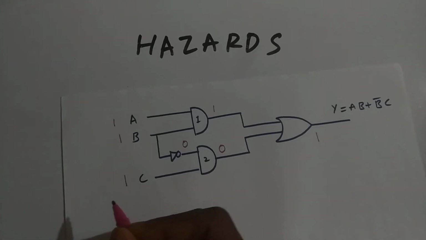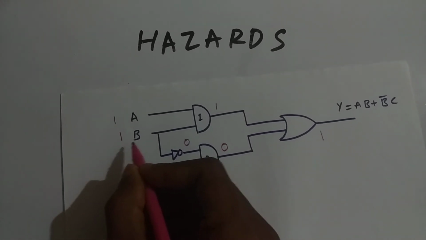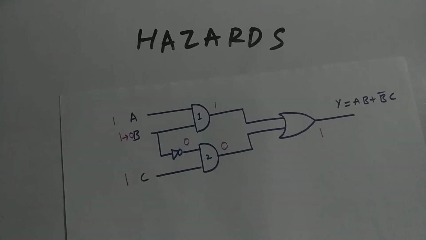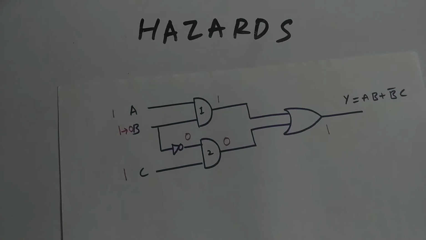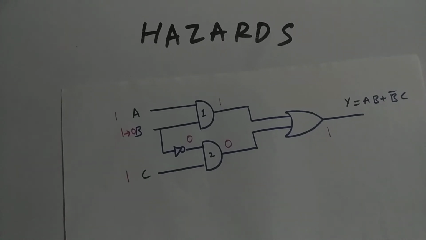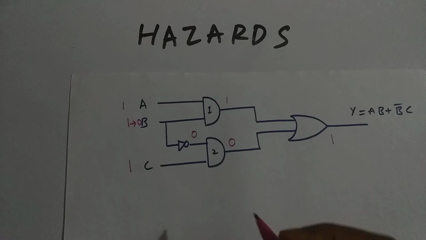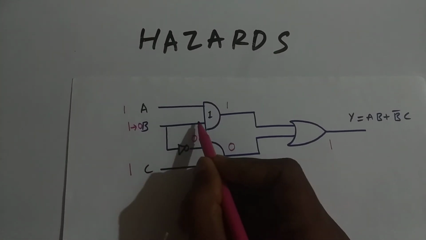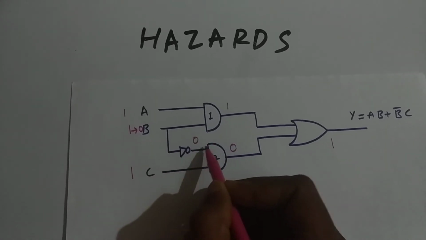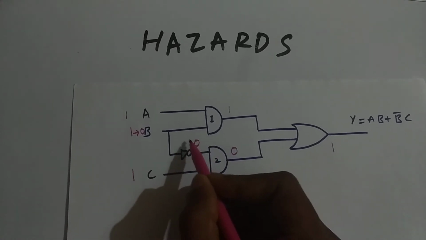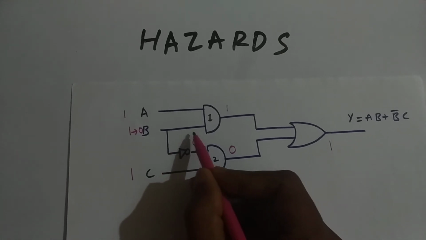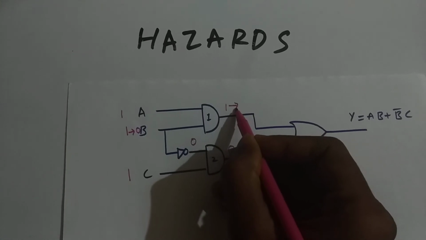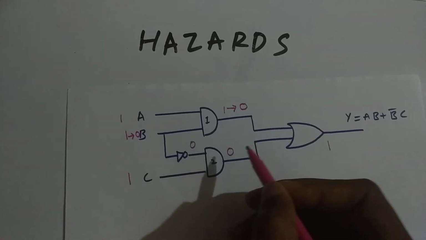But now what if I change one of the inputs? Let's say B is changed from 1 to 0. So what will happen? How will the output reflect? It will reach faster here rather than over here. Understand? Because there is no propagation delay of a NOT gate over here, the 0 will come faster over here. As a result, this output will change from 1 to 0 faster than this.